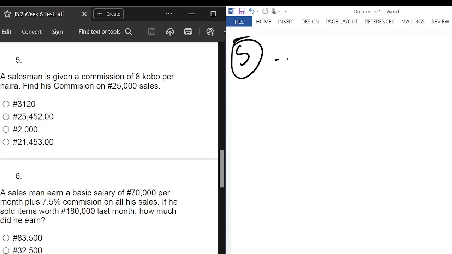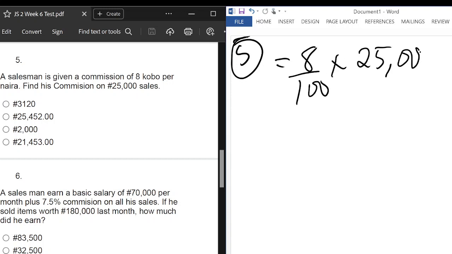So number 5 is 8 over 100 multiplied by 25,000 naira. So we cancel the zeros, which means 8 multiplied by 250. So that gives us 2,000 naira. Right? Is that clear? So question number 6.